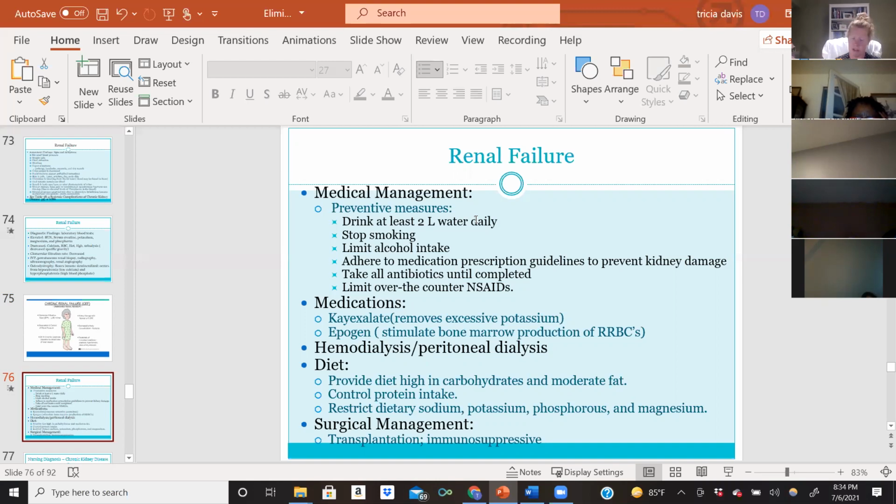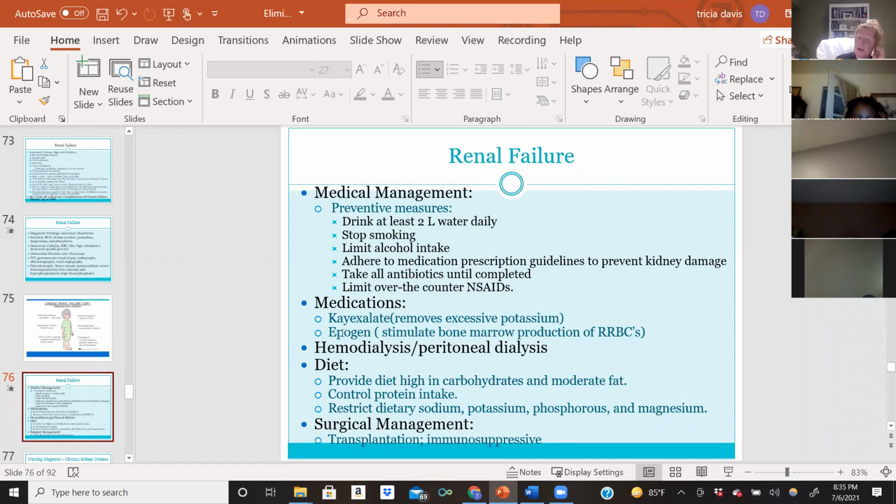Preventative measures: drink at least 2 liters of water a day, stop smoking, limit your alcohol intake, make sure you're taking any of your medication prescriptions according to how they're prescribed because you want to prevent kidney damage. If you're taking antibiotics, make sure you take them all until it's completed, and then limit your over-the-counter intake of NSAIDs.